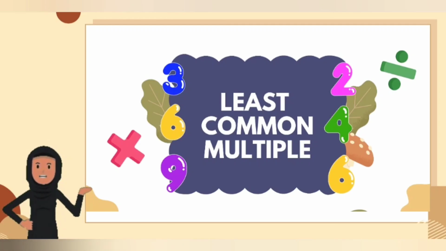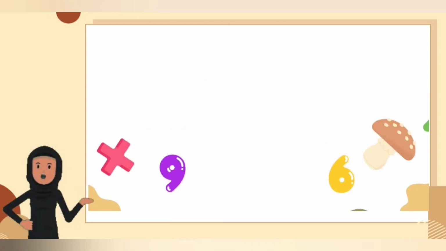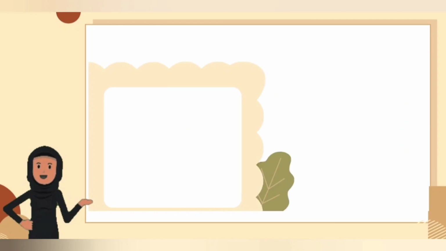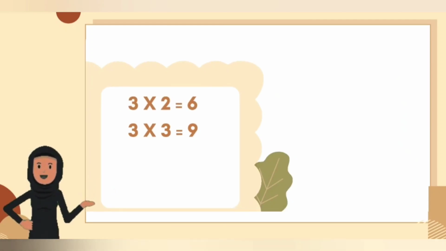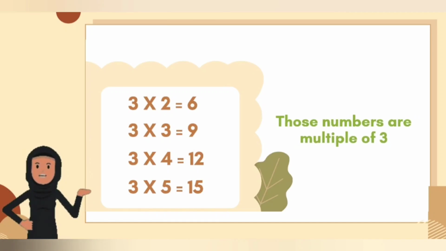As we begin to know about numbers, there are certain ways in which we will want to compare two numbers. One concept we must learn is about multiples. 3 times 2 is 6, 3 times 3 is 9, 3 times 4 is 12, 3 times 5 is 15. So, those numbers are multiples of 3. Those are the numbers that you get when you multiply 3 by all the positive integers.